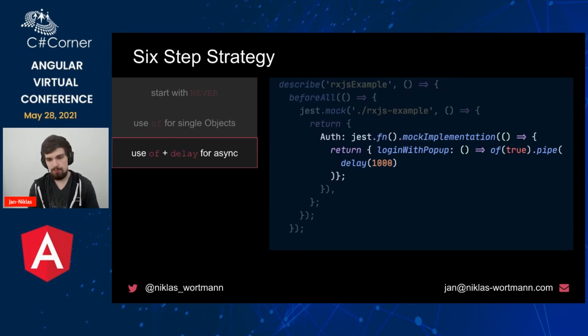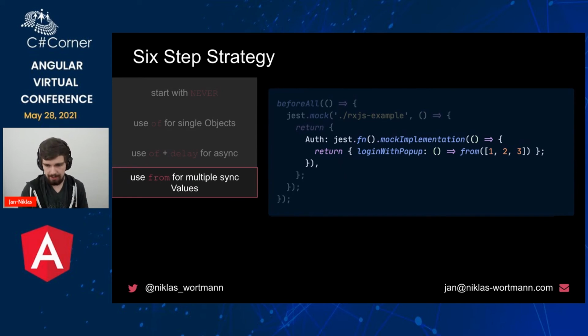Next step, if you don't want it to be synchronous, would be to use of with delay. If you want an asynchronous test for a static value, use of with delay. And technically, I now put here a delay of 100 seconds. You can also use a delay of 0. It will also be asynchronous. So this was just for demonstration purposes.